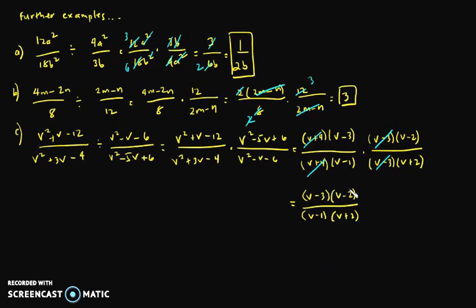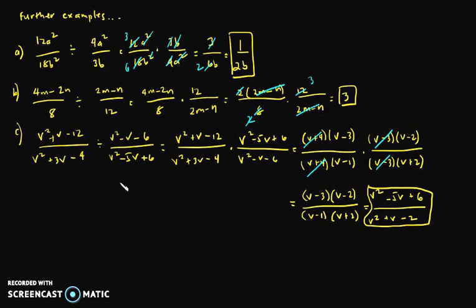Or you can simply expand these expressions, so that will give you b squared, negative 2b, negative 3b, so minus 5b, okay, plus 6 all over, this is b squared, positive 2b minus 1b, okay, minus 2. Okay, so this will be your final answer.